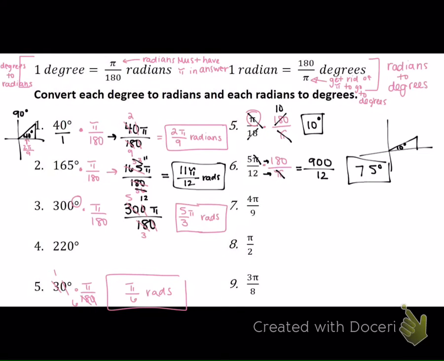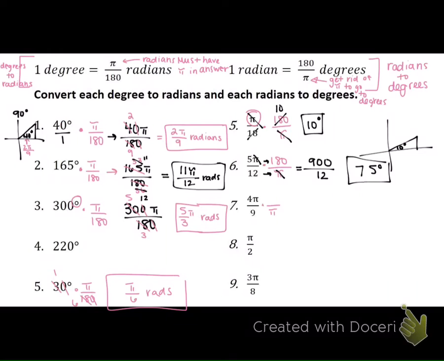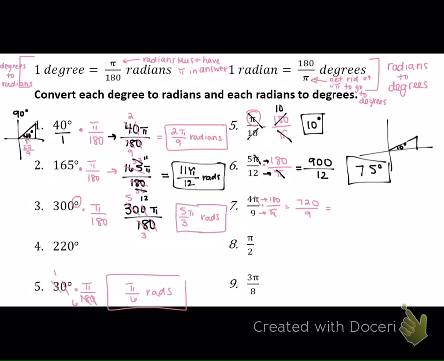Okay, so for the next one there, pi is in that numerator, so we are going to divide by pi. So we'll do 180 divided by pi, so that goes away. I multiply straight across. So I get 720 over 9, which is 80. 80 degrees. Okay, so I'm going to stop unless you guys need me to go over something else. Are we okay with these conversions here?